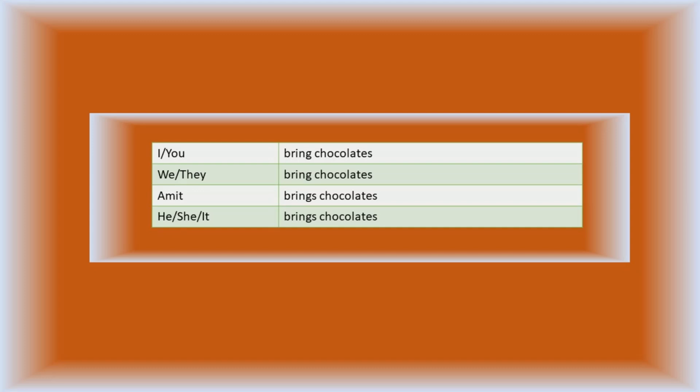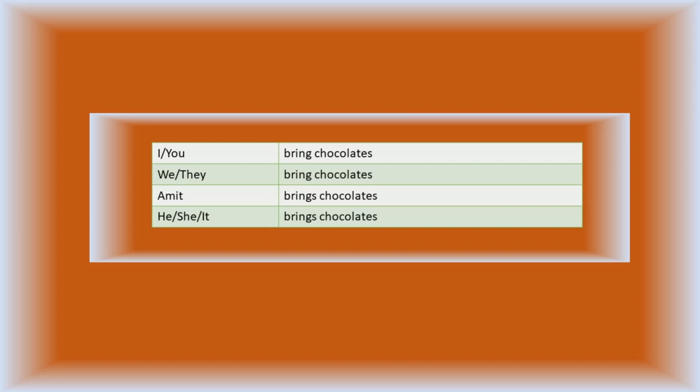He brings chocolates. He is a singular subject, so he should take the singular verb brings. Similarly, she is also a singular subject, so she should take the singular verb, that is brings. And it is also a singular subject, so it should take the singular verb brings. Okay, and what about Amit? Amit is a noun. Amit is also a singular subject. So a singular subject should take a singular verb.